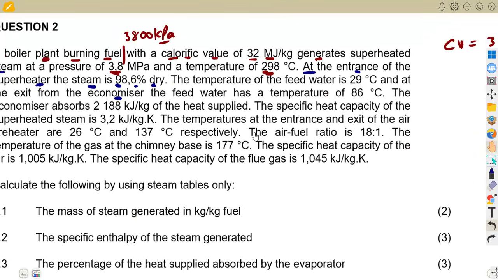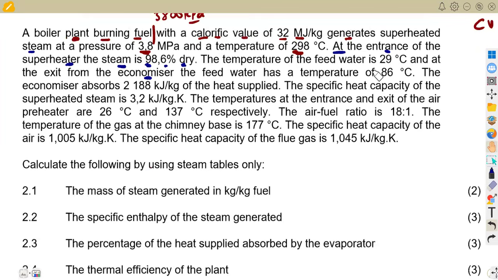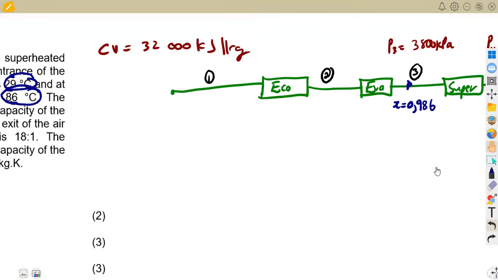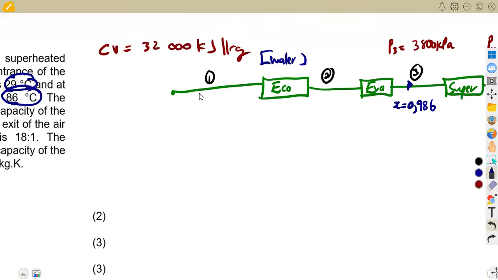So you need that. Then the temperature of the feed water is 29 at the entry, and at the exit of the economizer, the feed water is at a temperature of 86. So it enters at 29 and comes out at 86. Remember, in the economizer we still have water. So T1, for water, is given as 29 degrees Celsius, and T2 at the exit is 86 degrees Celsius.